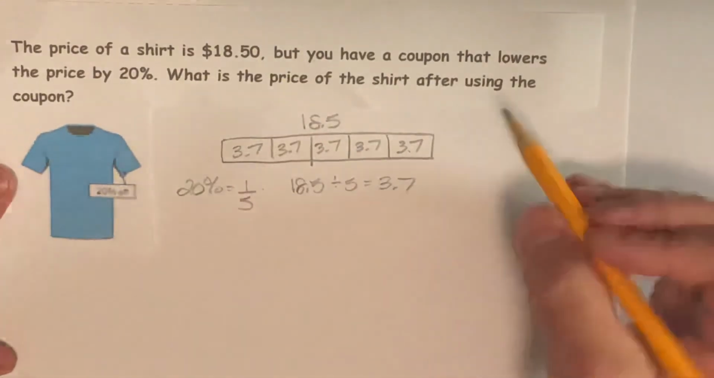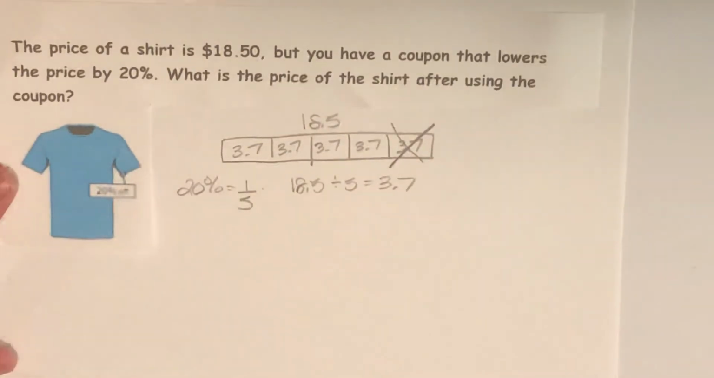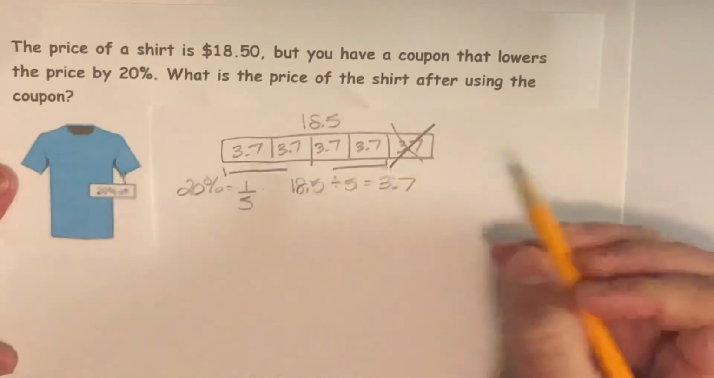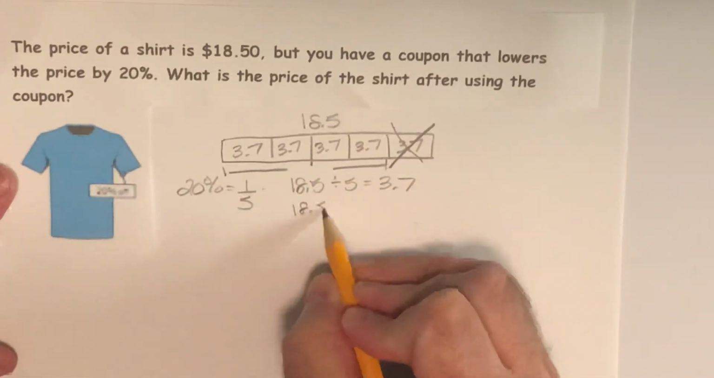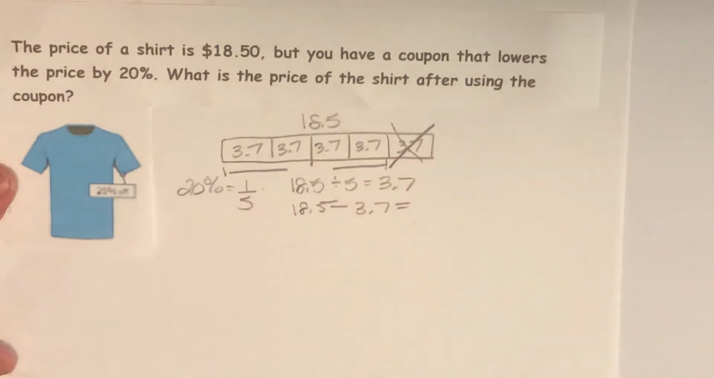This is how much you don't pay. So if we're taking off that 3.7, I'm going to essentially remove one of those, and what's left over is going to be my sale price, that amount which you do pay. So 18.5 minus 3.7 is going to give me my sale price of $14.80.